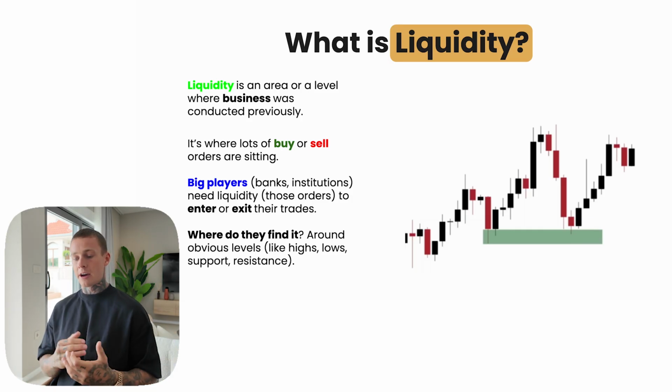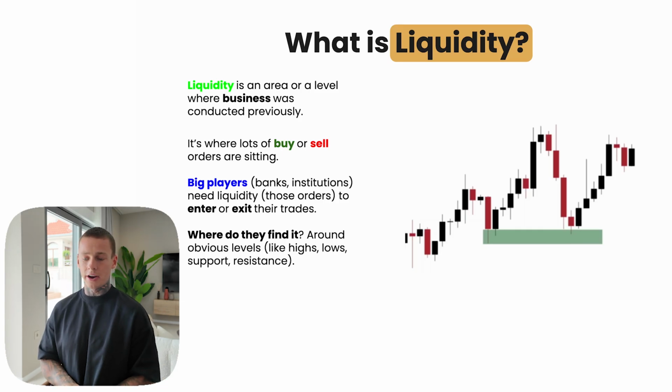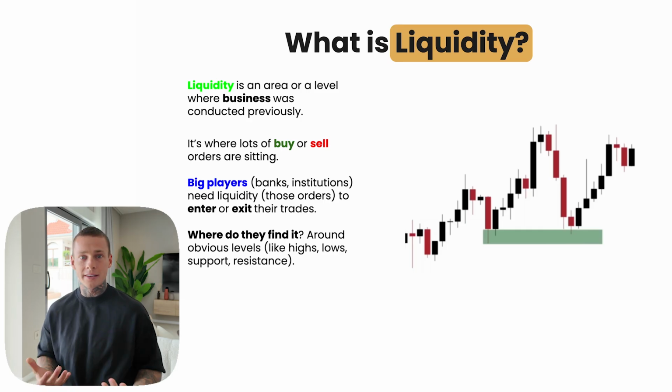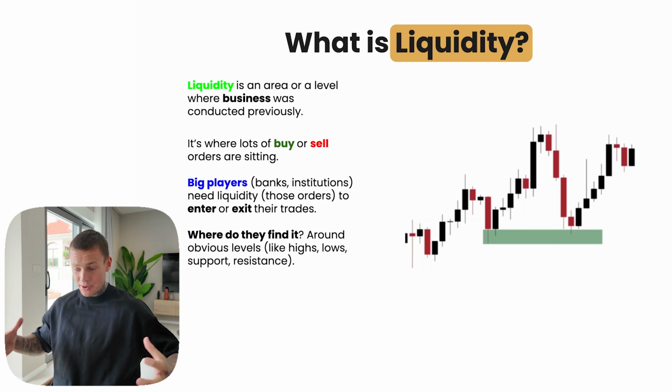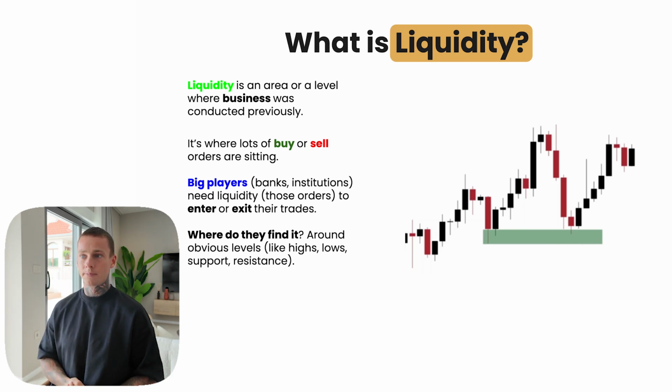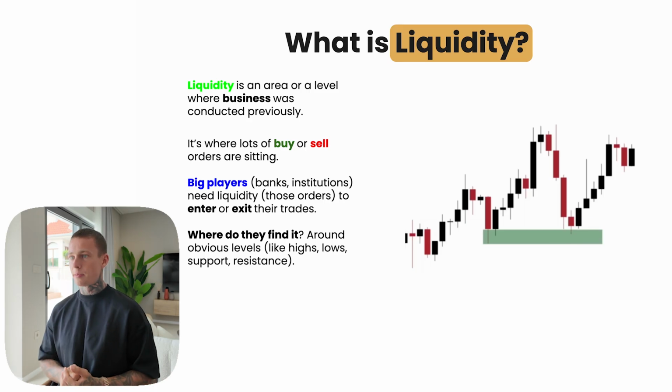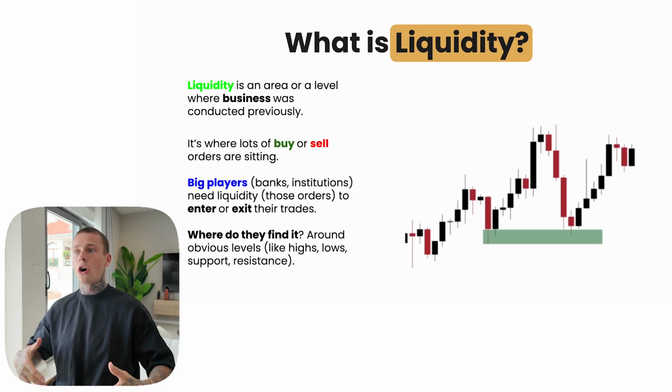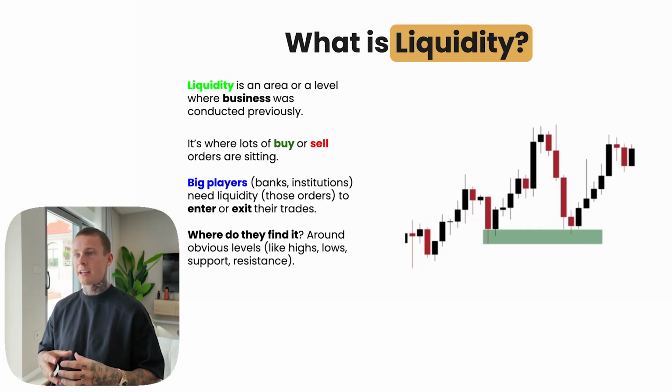Now, big players such as the banks and the institutions need liquidity to enter or exit their trades. Of course, if there's no money sitting there, then the banks and the institutions can't execute their orders. They need a lot of money in a big pool for them to come and collect. Otherwise, price can't move, or they're going to lose a lot of money. So where do they find this liquidity? Around obvious levels. Like I've explained, highs, lows, support and resistance, these kinds of zones have a lot of liquidity in that area. So if we can identify that, it gives us a good idea of where price might be looking to go next.